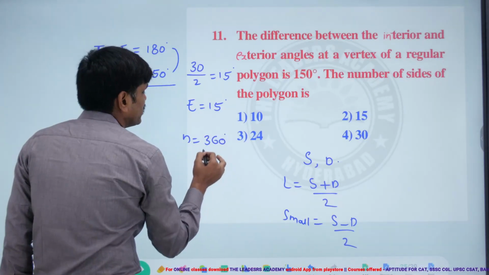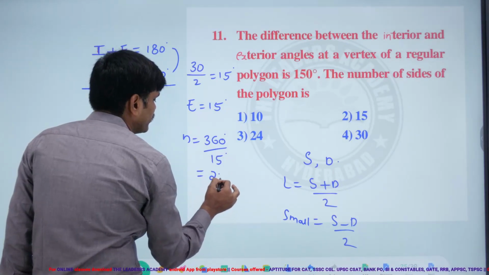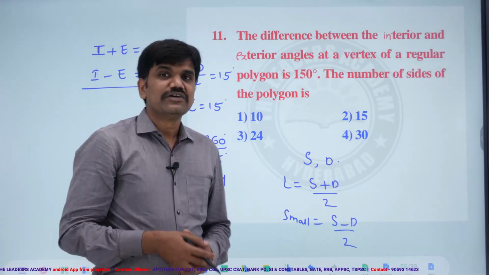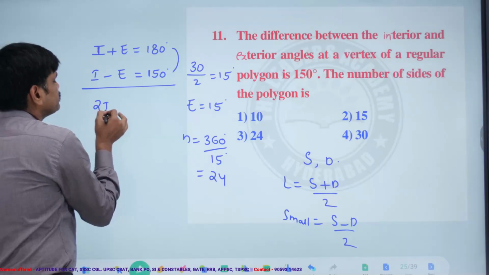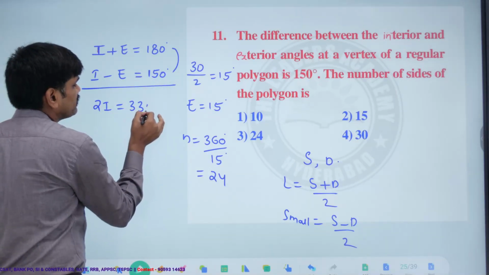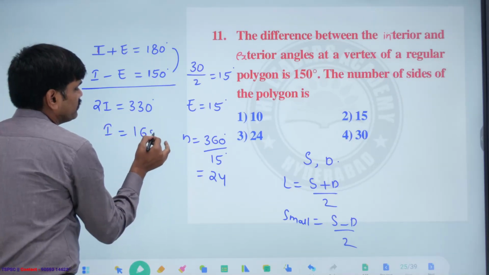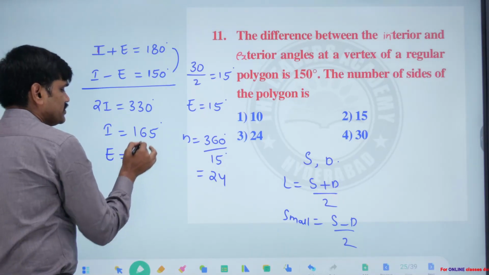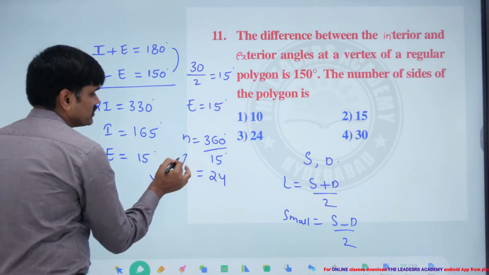If each exterior angle is 15, the number of sides is equal to what? 360 degrees divided by the exterior angle. That will give you how much? 24. As simple as that. The other way is what we know. Add these two. That will give you 2y is equal to 330. From that I can say that the interior angle is equal to 165. The exterior angle equals what? Interior plus exterior is 180, so it has to be 15.